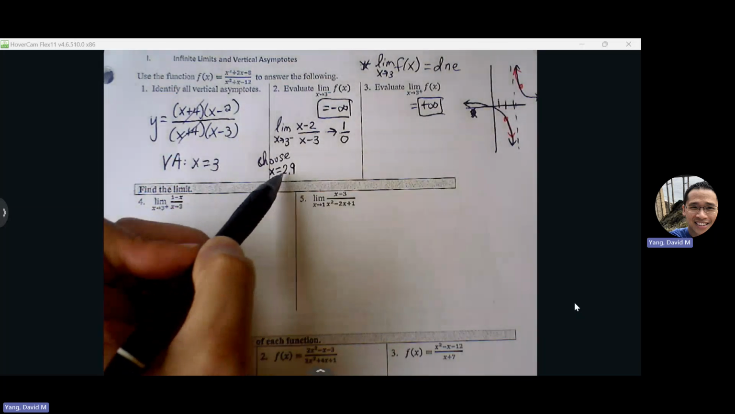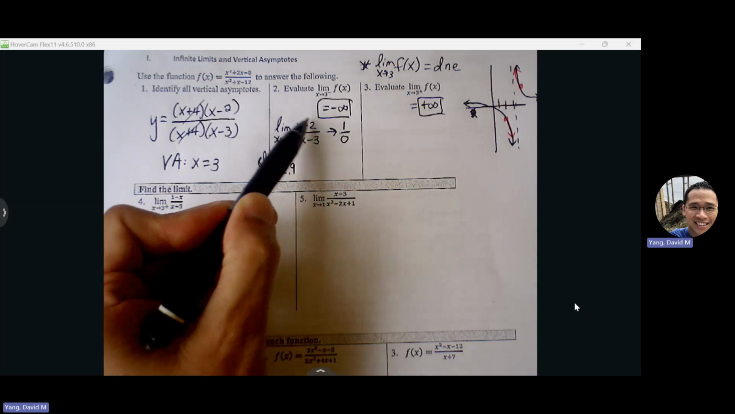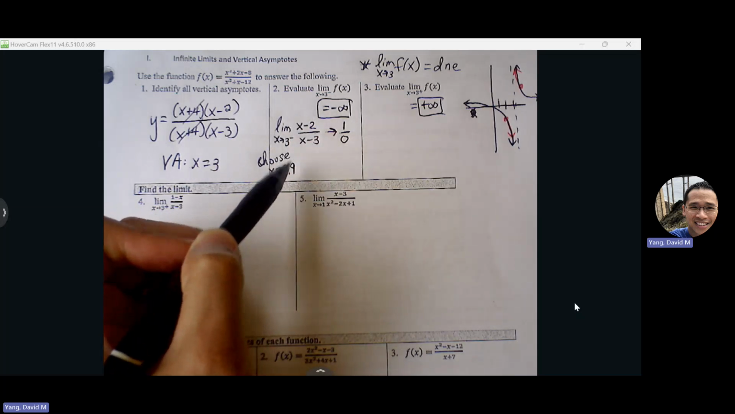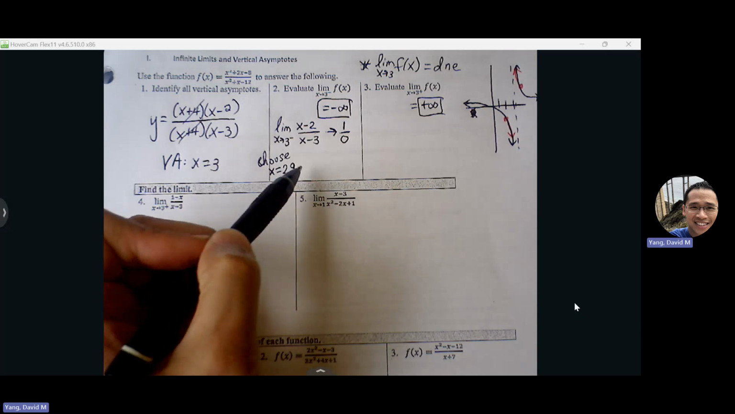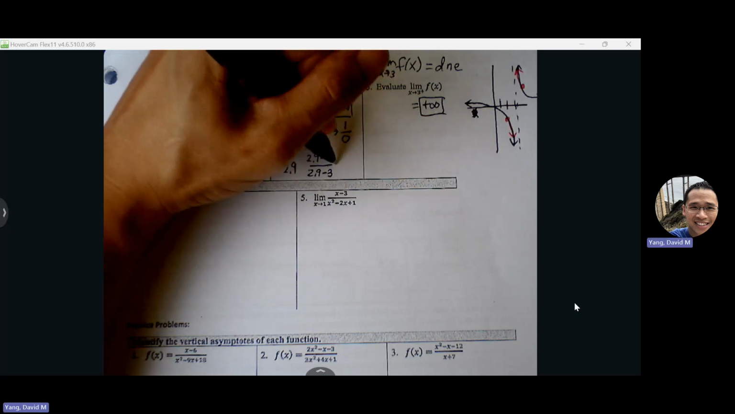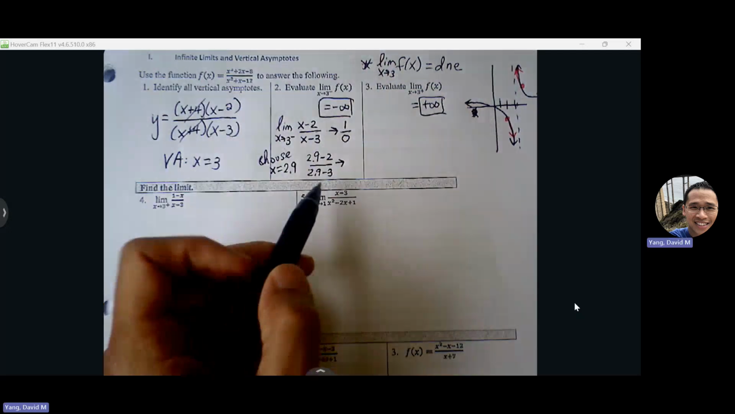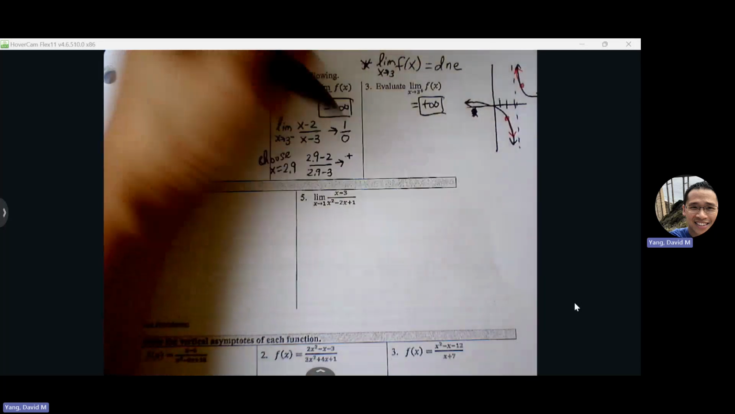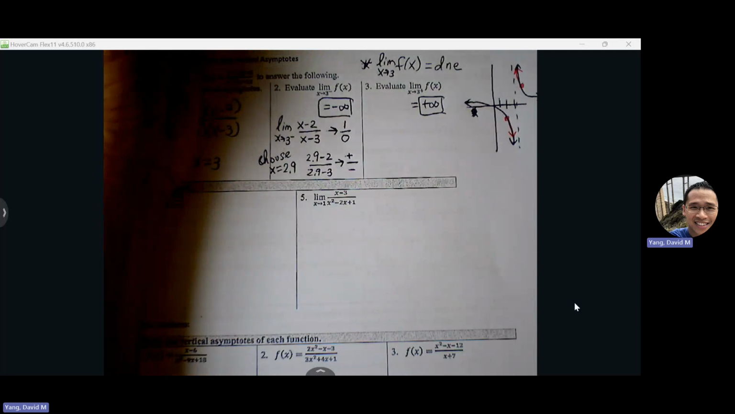So what we do is you're going to plug 2.9 in for x without a calculator. I know that feels intimidating or annoying because it's decimals, but all we care about is the sign, right? So we're going to do 2.9 minus 2 over 2.9 minus 3. All I care about is what the sign is. 2.9 minus 2, positive or negative? Positive. 2.9 minus 3, negative. What's positive over negative? Negative.